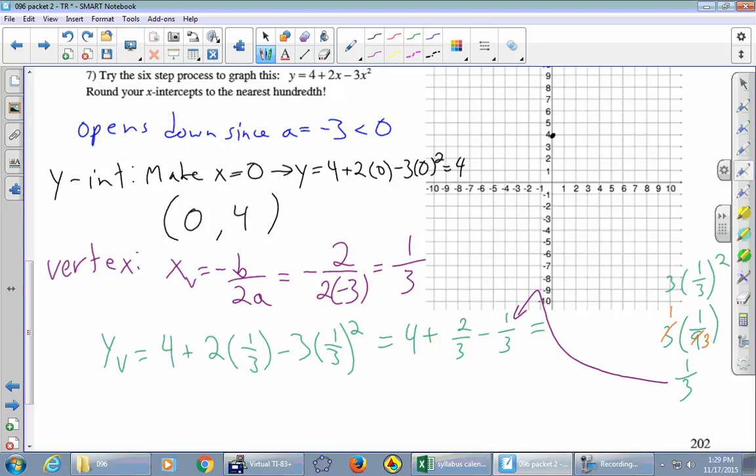Okay, let's finish our calculation here. 4 plus 2/3 minus 1/3, that's really 4 plus 1/3, right? So 4 1/3 is fine. Oftentimes we write things as improper fractions. I think that's 13/3, all right?